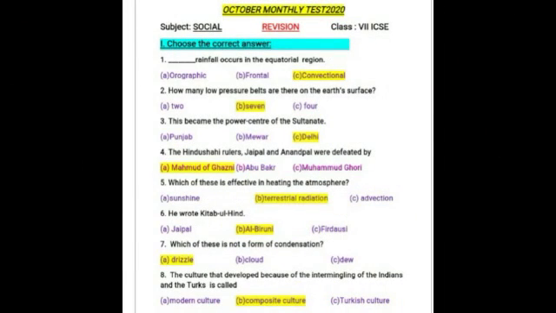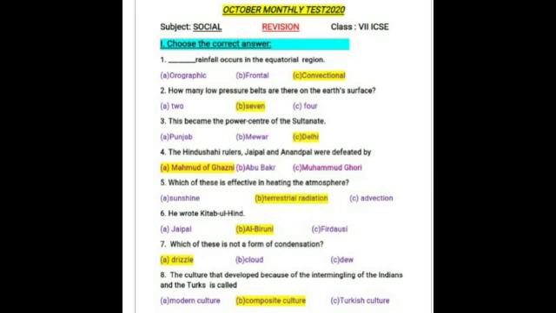So, children, as you know, first Roman letters choose the correct answer. First one, dash rainfall occurs in the equatorial region. Yes, it is convectional rainfall. Second one, how many low pressure belts are there on the Earth's surface? So, there are 7. Option B. Third one, this became the power center of the Sultanate. Yes, it is Delhi. Fourth one, the Hindu Shahi rulers Jaipal and Anandpal were defeated by Muhammad of Ghazni.